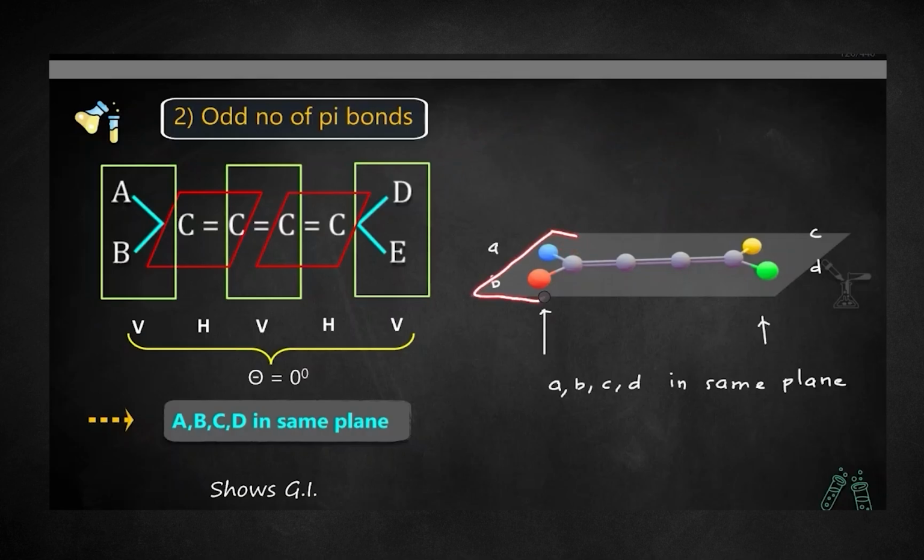This A and B and C and D, can you see they are lying in the same plane of the paper? So all four atoms ABCD are present in the same plane. So in this situation the molecule can show geometrical isomerism but cannot show optical isomerism, and it is very important. You have to correlate two things simultaneously, the geometrical isomerism as well as optical isomerism, and it is very important for JEE Advanced.